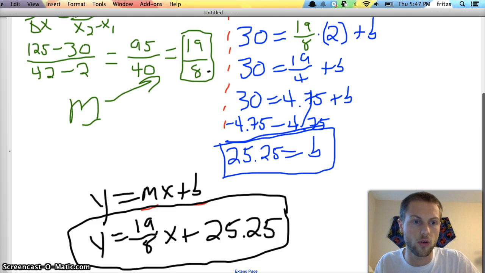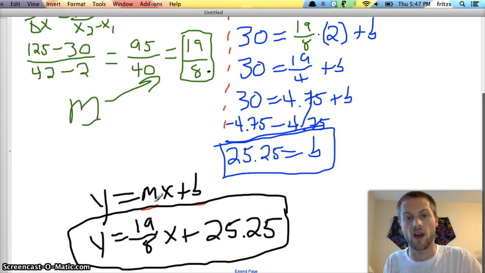Remember, you have to include your x in your final equation and your y. These are still unknowns that are part of the final solution set for your equation. So again, y equals 19 over 8x plus 25.25. Here's my m, here's my b, and there you go.